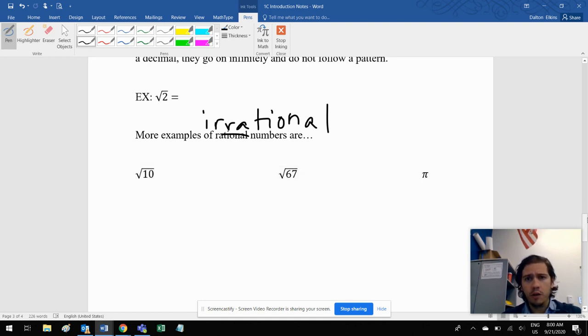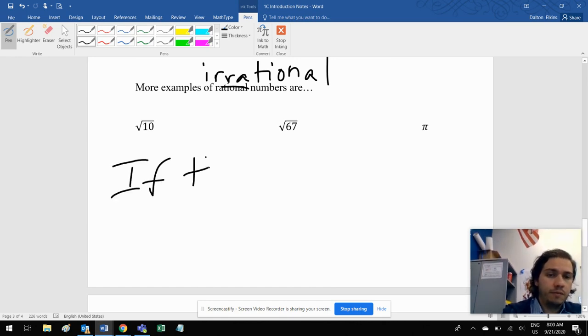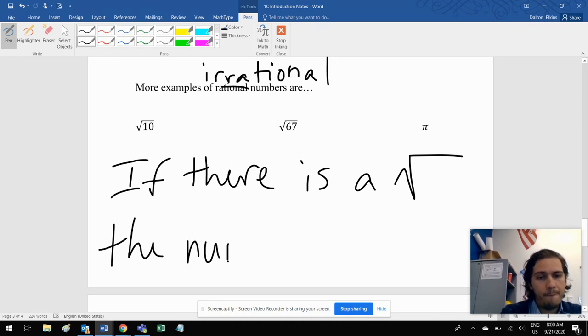All of these numbers do not stop. There is no observable pattern, and they do not make sense. And a big indicator is if there's a square root, the number is irrational.